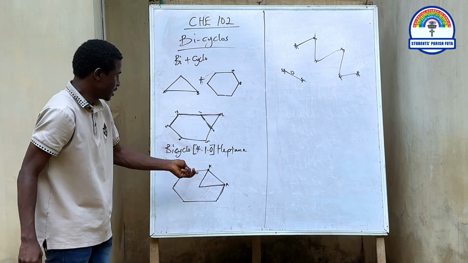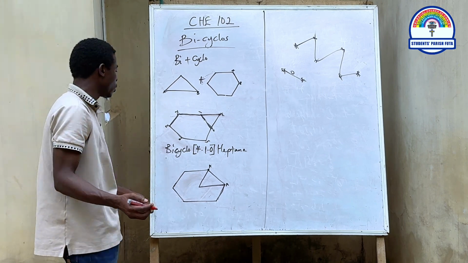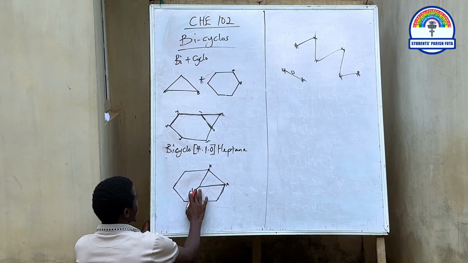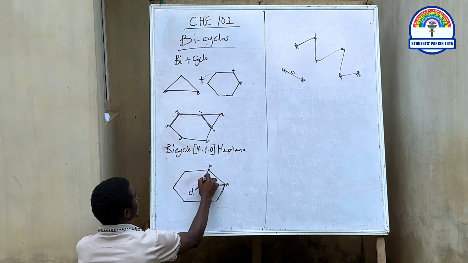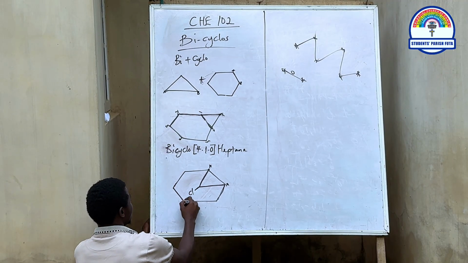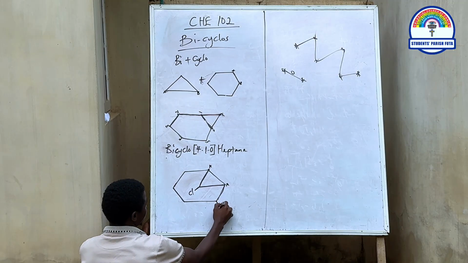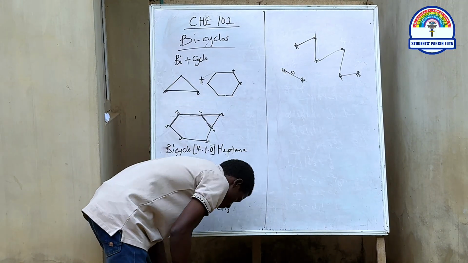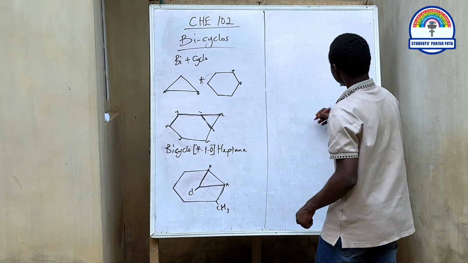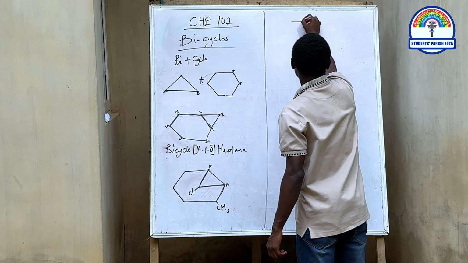So this is still the same name, but let's add a substituent. Let's add chlorine here. Let's say there is a chlorine attached to this one. And let's say there is a CH3 attached to this one. So what would you name this? To name this now, let's draw it. It should be big this time.